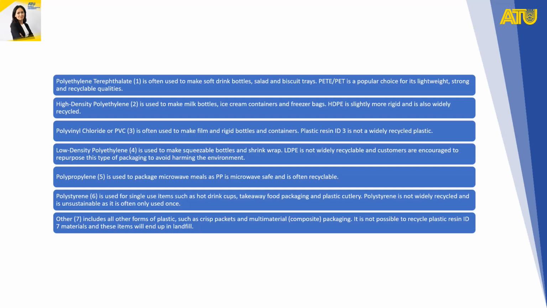Third one, polyvinyl chloride or PVC, is often used to make film and rigid bottles and containers. Plastic resin ID 3 is not a widely recycled plastic.